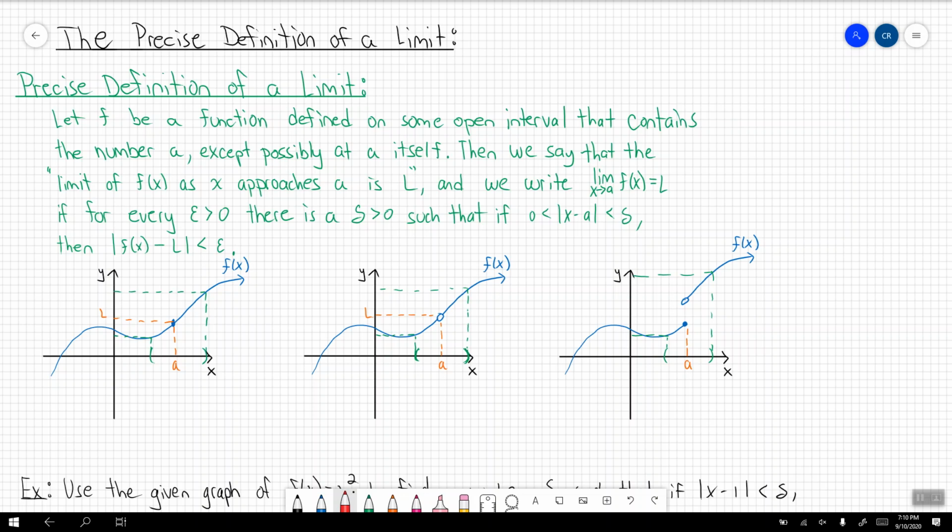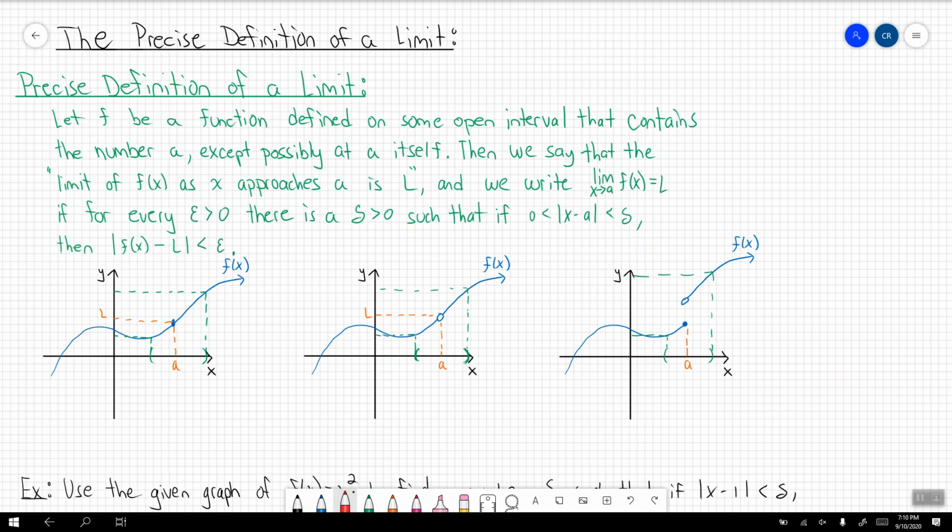Hi everyone. So welcome to this lesson for Calc 1. We're going to be looking at the precise definition of a limit in this particular lecture. And where we're going to start off is with the actual definition of a limit.